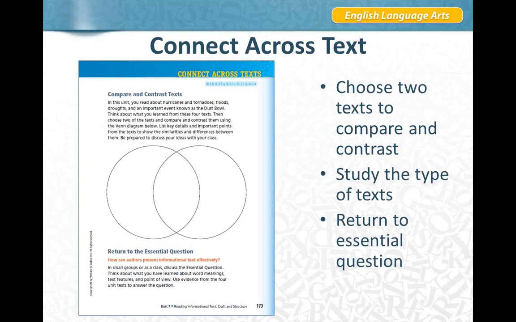The next feature in the unit is connect across text, which is very important for students to bring all that information together and kind of discern what it is that they've learned. What's alike, what's different. So they've read 4 texts. Each of the standards had a different text, and then the close reading had a 4th text. So they're to choose 2 of the texts and compare and contrast the similarities and the dissimilarities. They're also asked to return to the essential question. How can authors present informational text effectively? Well, the answer actually is through the 3 standards.